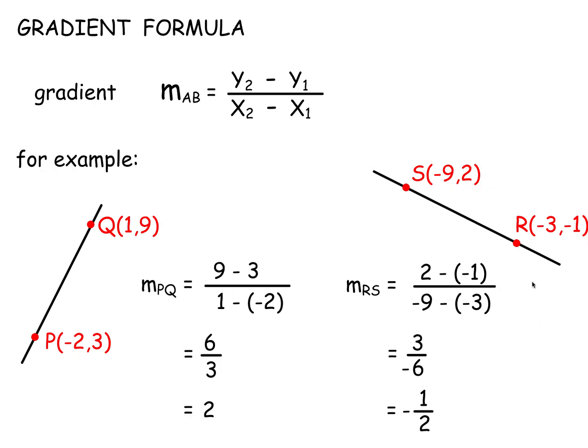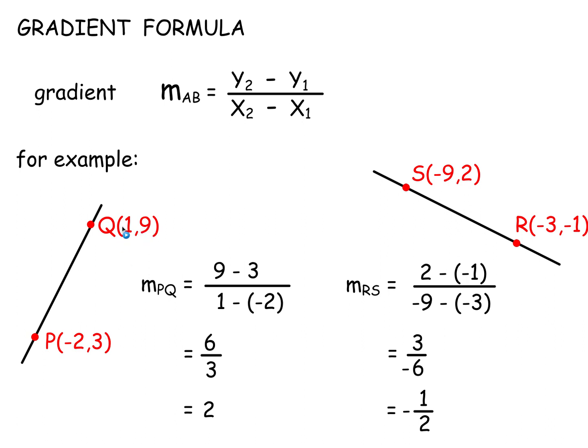Using the gradient formula here, we don't need to know about the grid. We can simply use the coordinates. 2 minus -1, 3, -9 minus -3, -6. That's doing top minus bottom. The top point is S, the bottom point is R. So if you write the coordinates one below the other, you can simply do top minus bottom.